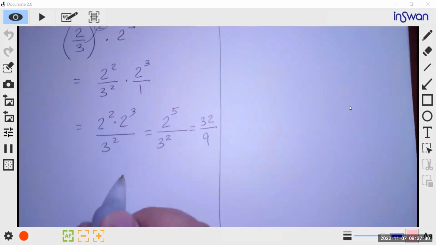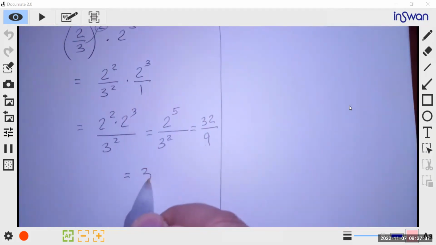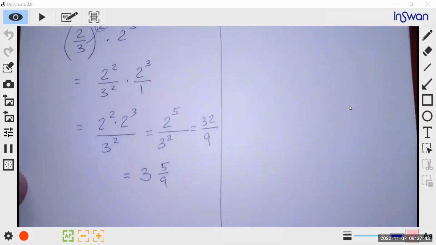Since that's an improper fraction, how many times is 9 going into 32? 3 times, with how many left over? Over 9. So the system, I don't know which one it'll take for sure, but in conventions of mathematics, you never leave an improper fraction as an answer.